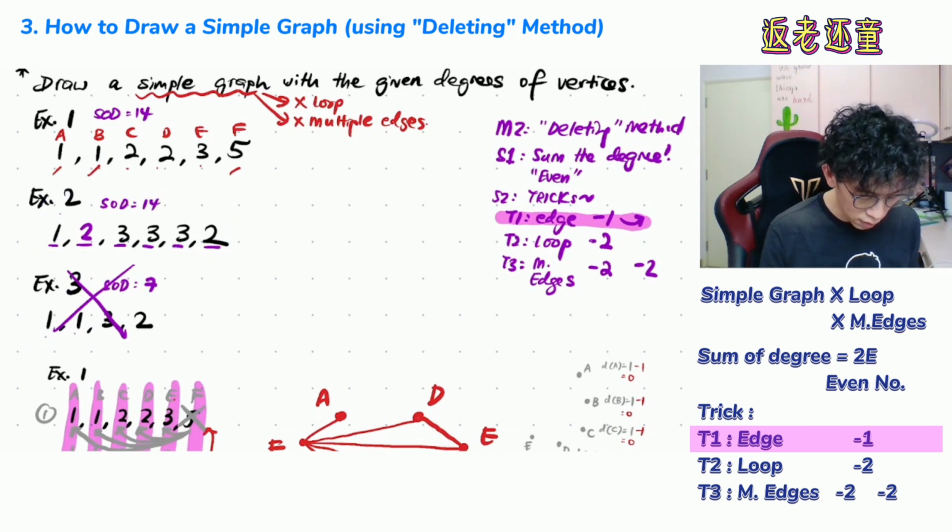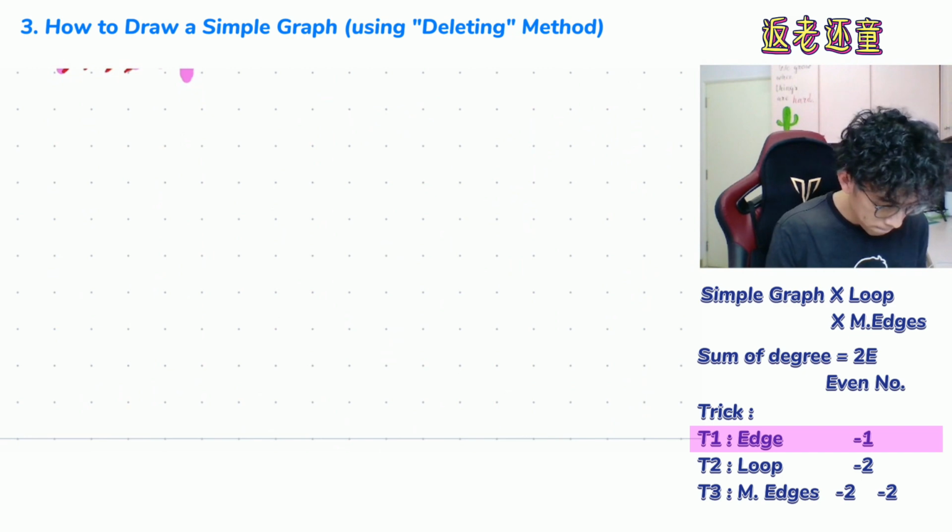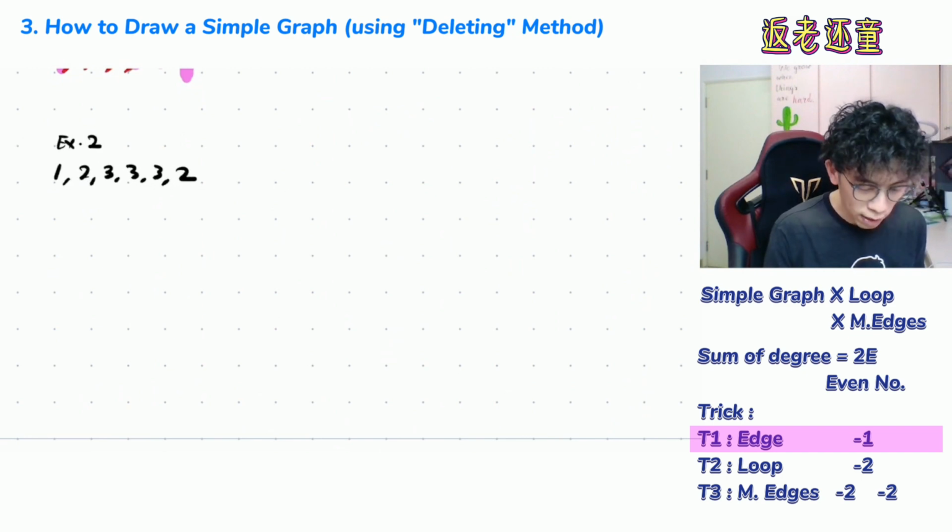Now, so we're gonna do this one. Okay, I'm gonna write it over here. 1, 2, 3, 3, 3, 2. And this is our example number 2. Example number 2. Let's copy, paste there. So, cut and boom. Paste. Let's see what kind of graph you get.